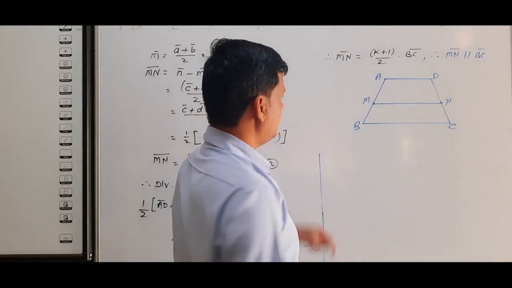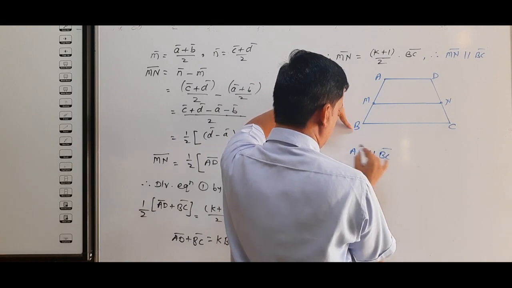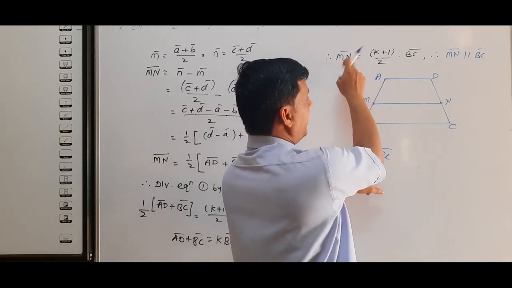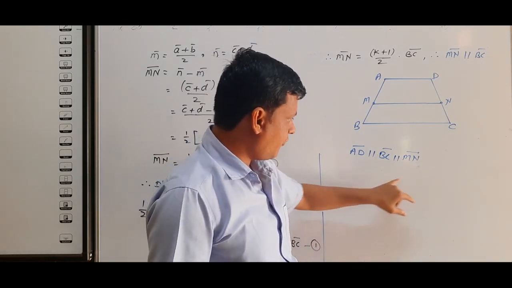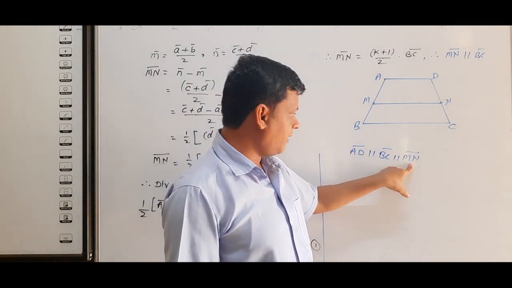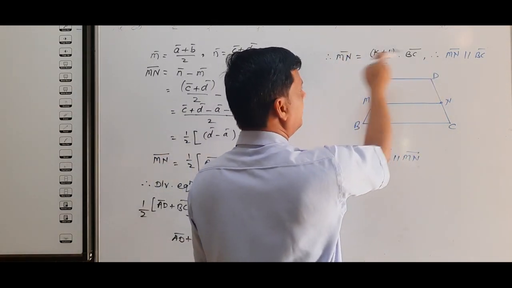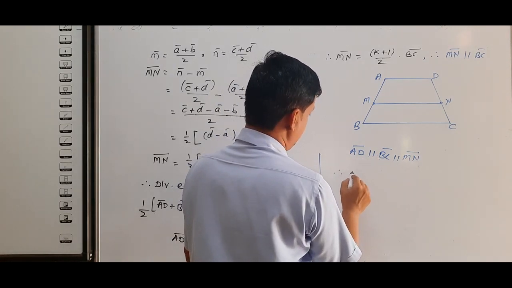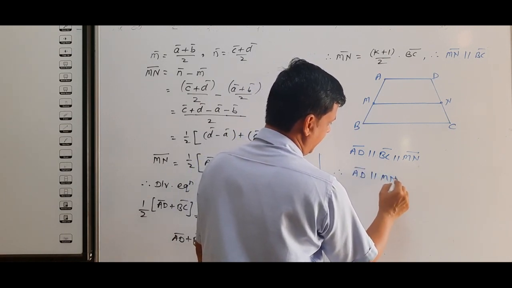Now see the diagram. Here vector AD is parallel to vector BC, or side AD is parallel to side BC, and this vector BC is parallel to vector MN. So from this we can say that if vector MN is parallel to vector BC, and this is parallel to vector AD, that means vector MN is also parallel to vector AD. So similarly we can show that AD is parallel to vector MN.